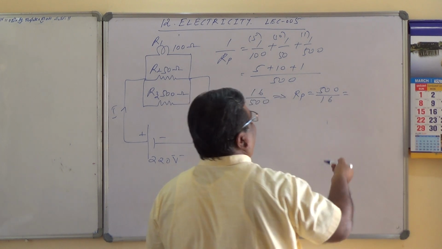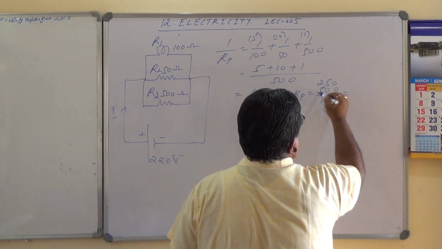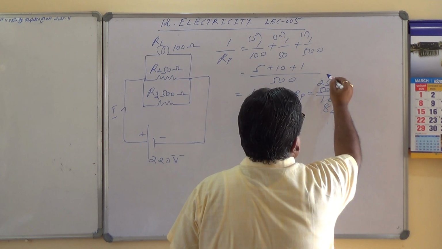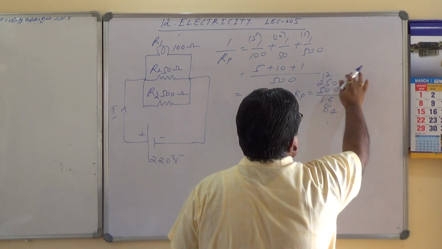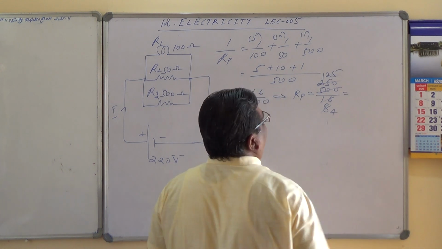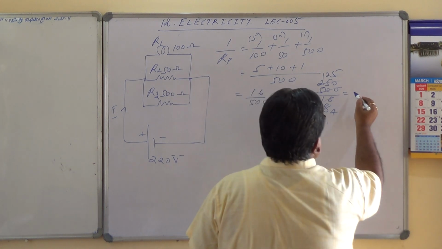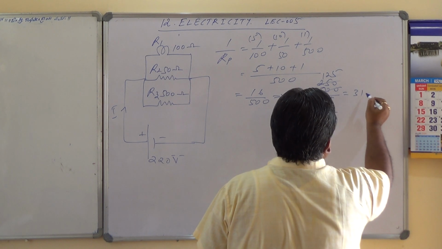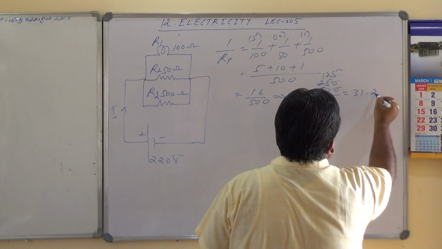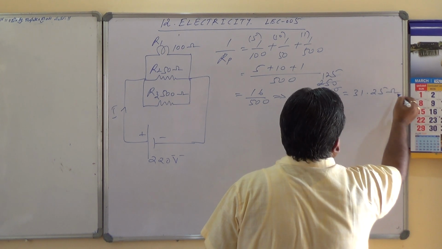A little bit of simplification I can do. Dividing by 4, it is 125 by 4, or I can work it out further: 31.25 ohms.